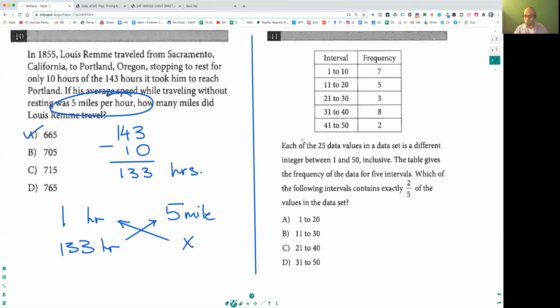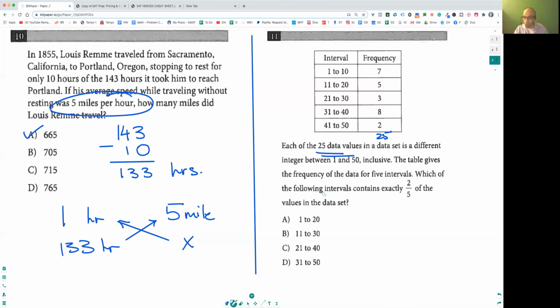Okay, so in this problem, guys, what you need is 2/5 of exact values, right? So first of all, calculate what's the total here. 7 plus 5 is 12, right? 12 plus 3 is 15. 15 plus 8 is 23, and 2 is 25. So all of these added give you 25, right? And it's given over here already, 25 data values.